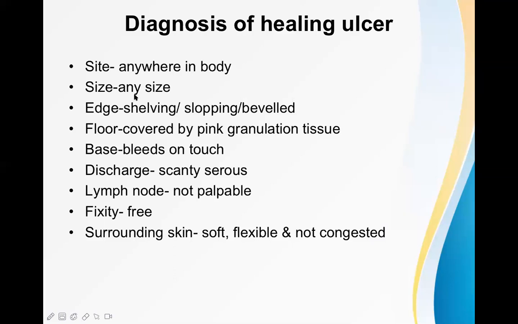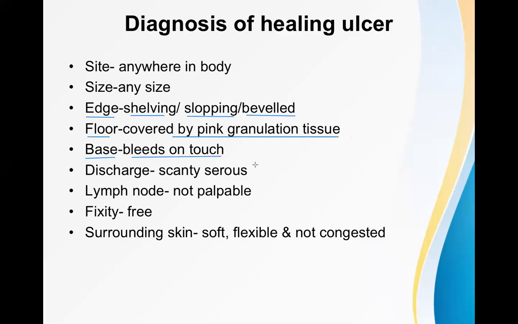Now, see here. The site of those healing ulcers can be anywhere in the body where there is good blood circulation. Size can be any size. It may be smaller, around 1 to 2 centimeters, or even bigger than that. Regarding the edge, now the important points are coming. Every student knows by this time, because I have repeated this so many times, it's a shelving or sloping edge or beveled edge. These are all synonymous terms. Shelving, sloping, or beveled edge. This is the hallmark. Regarding the floor, it is covered by pink granulation tissue. This is healthy granulation tissue, pink, because there are lots of blood vessels there. It looks healthy. Regarding the base, it bleeds on touch.